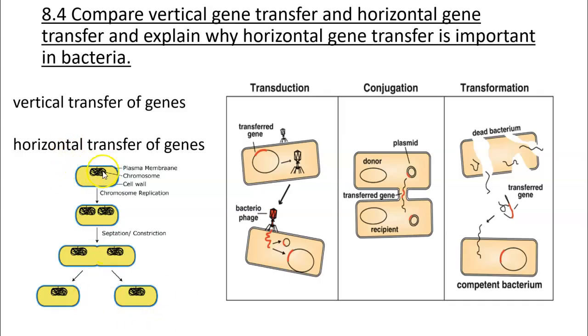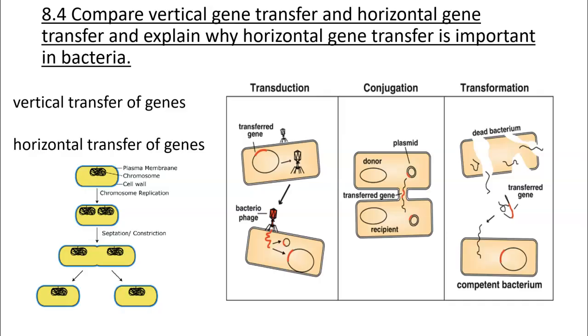So the genetic material from one generation is passed down to the next. We call that vertical transfer of genes. All organisms have to do that. But there's something else called horizontal transfer of genes. And what that means is transferring DNA between individuals of the same generation.